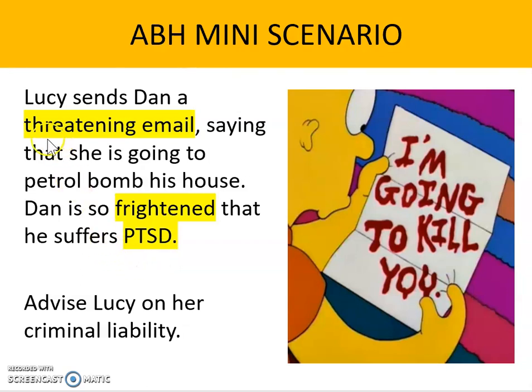And the reason for that is we've got a threatening email. Dan's frightened, so at the moment, when you just see threatening email and frightened, hopefully you're thinking assault. That sounds like an assault. But you can see here that he's suffering from PTSD. So he's got an injury. Okay, if it's an assault, there's typically no injury. It would just be a threatening email that's frightened someone. That could be an assault. But because we've got this injury, we know that we need to be applying the law on ABH.